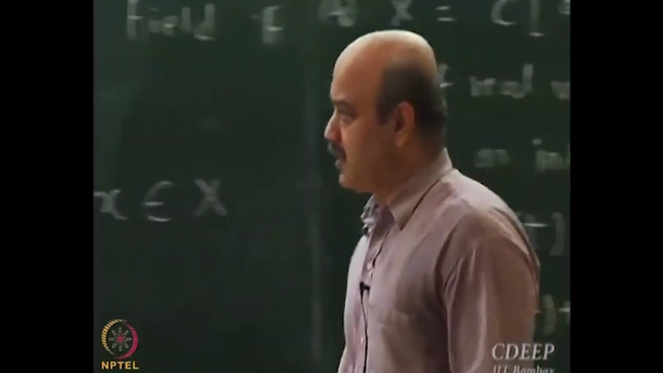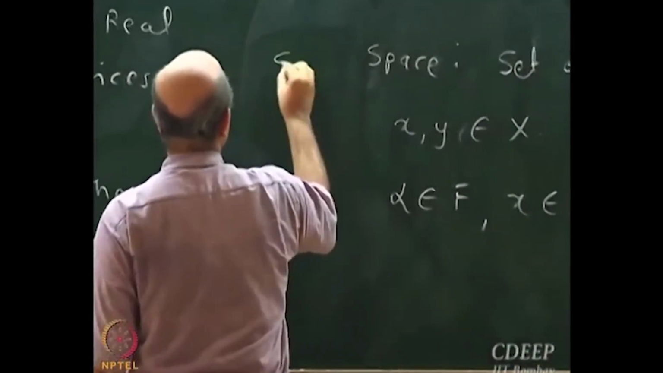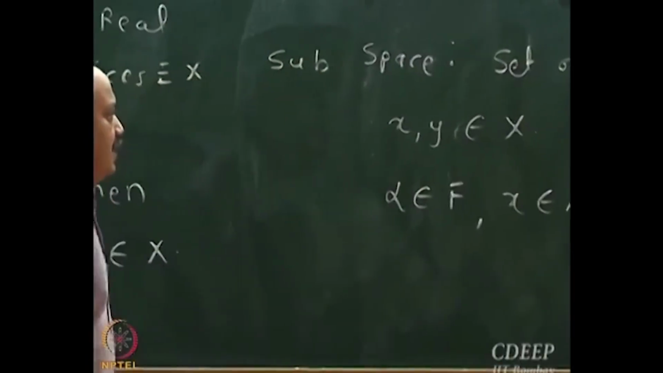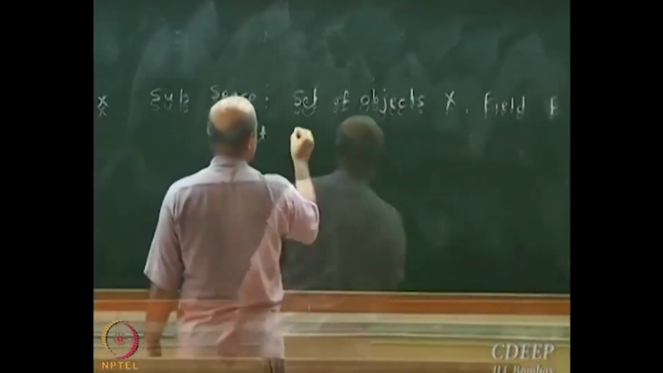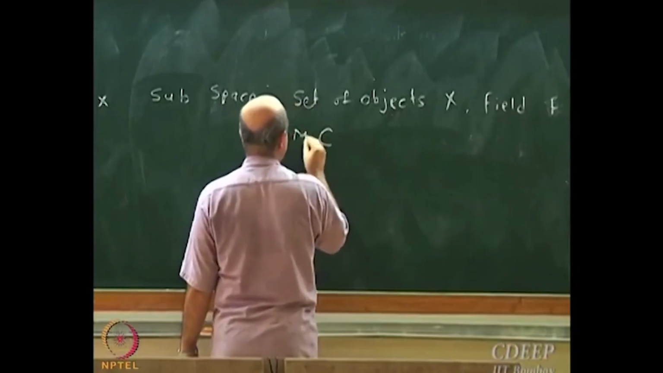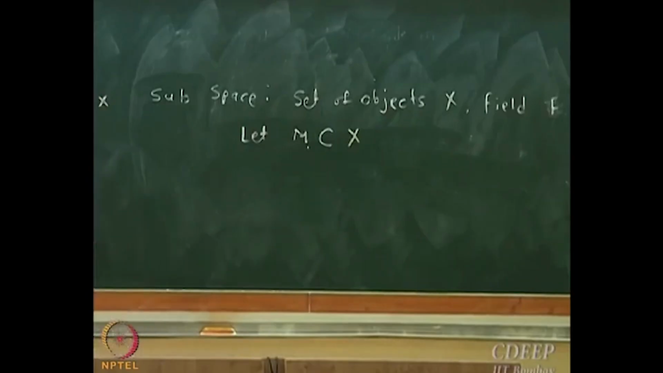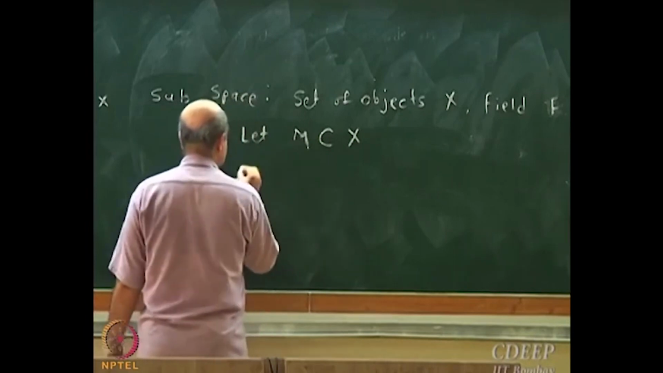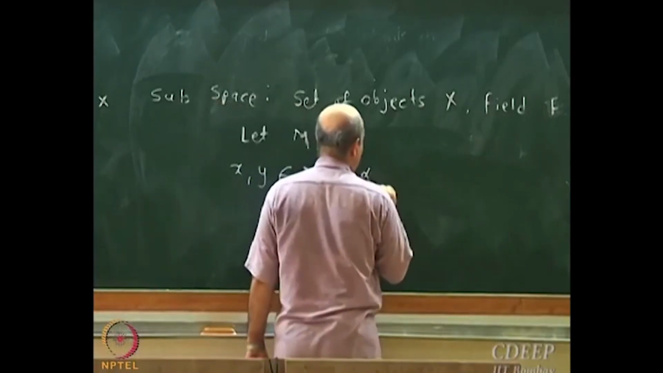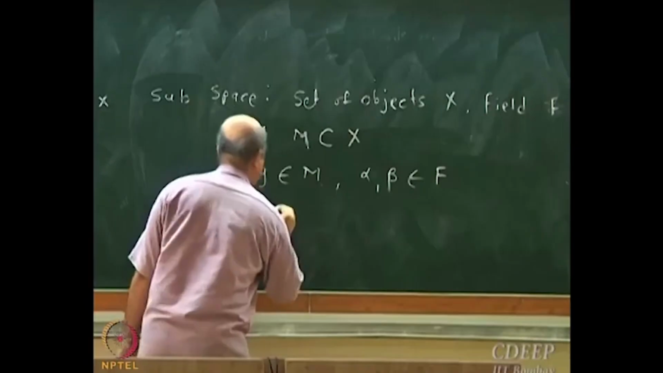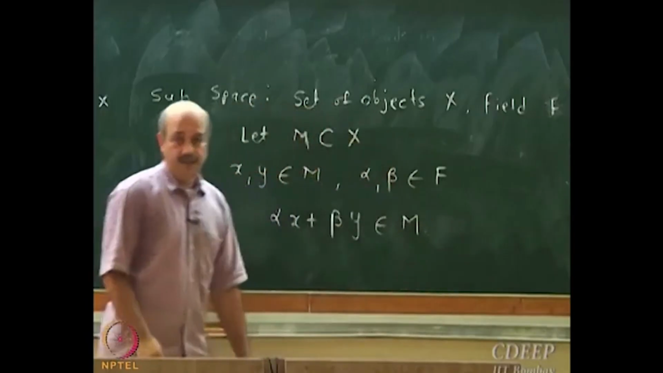Where does it come from? So let's define what is a subspace. I have a set of vectors X and a field F, and let M be a subset of X, a non-empty subset of X. And if I take any 2 elements in M, x and y, they belong to M, and alpha, beta belong to F, then alpha x plus beta y should belong to M.